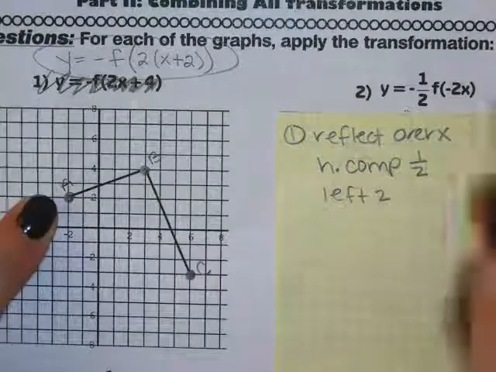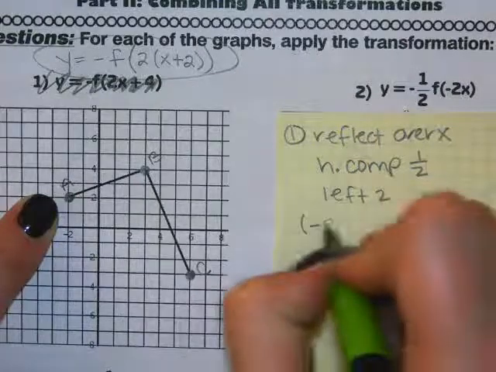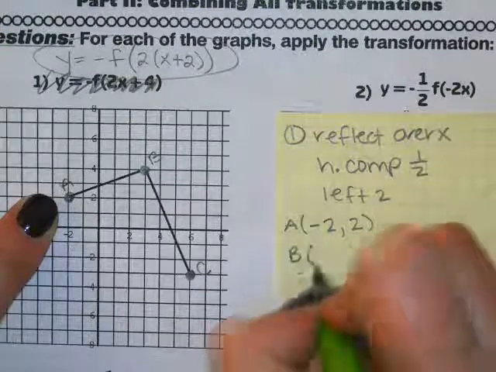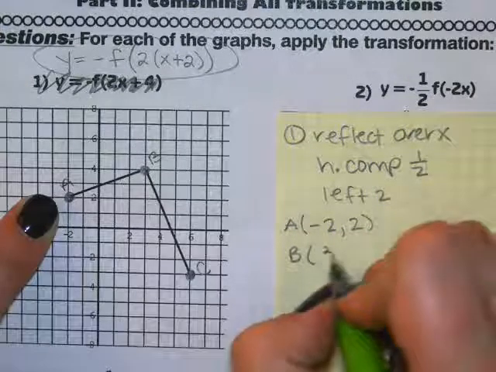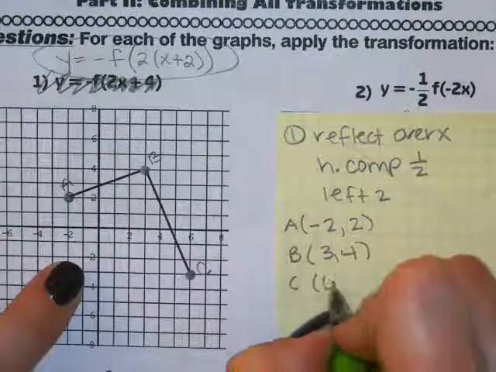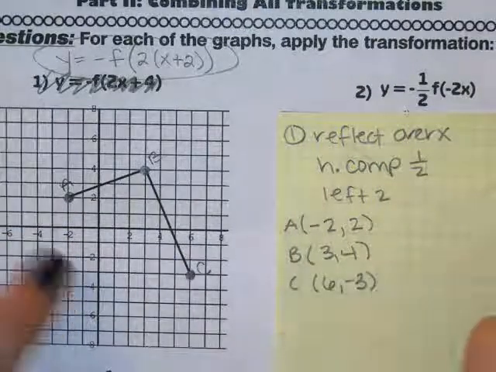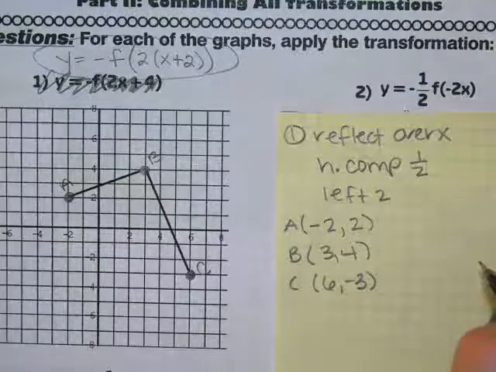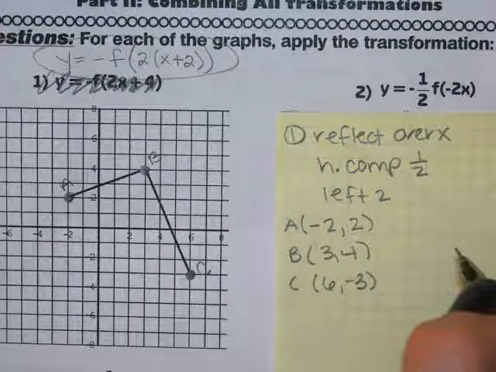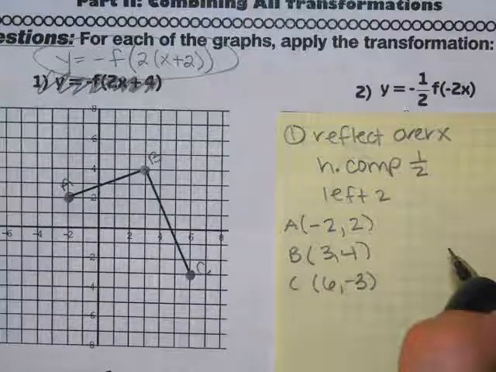So A is -2, +2. B is +3, +4. C is 6, -3. And if you hate writing the letters, you don't have to. It's not required. It can just help. Okay. So what should we do?